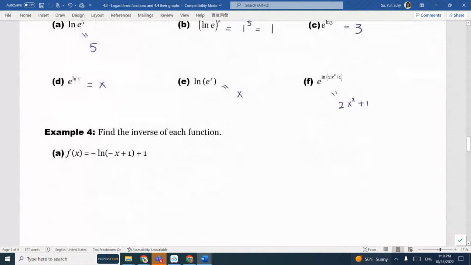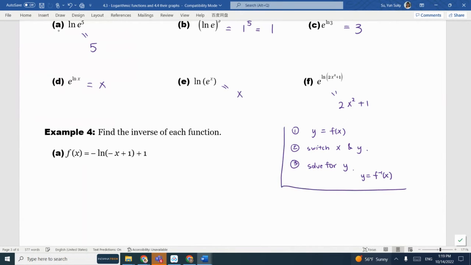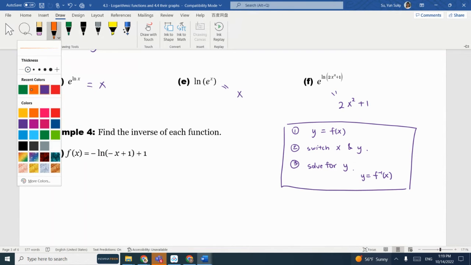Okay. The following: find the inverse of each function. Do you remember our steps? How to find the inverse function. Step 1: y equals f of x. Step 2: switch the x and the y. And step 3: solve for y. And then you get y is the inverse function. So these are the steps to find the inverse function. Okay, let's follow those steps.